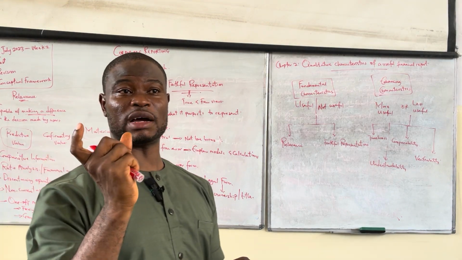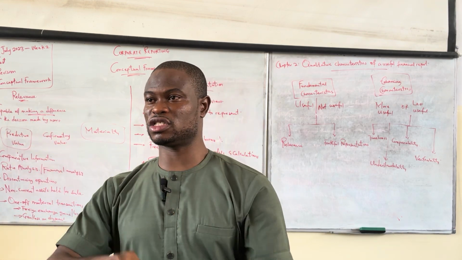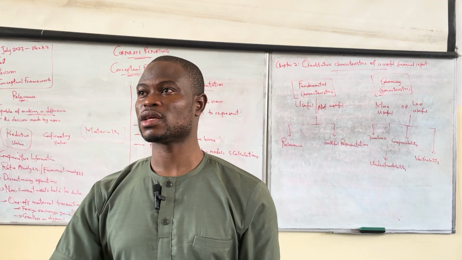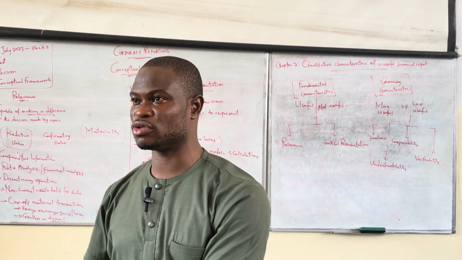And I'm giving you one example of prudence. Probable inflow, don't put it in your books, which is contingent disclosure. Probable outflow, put that one in your books.